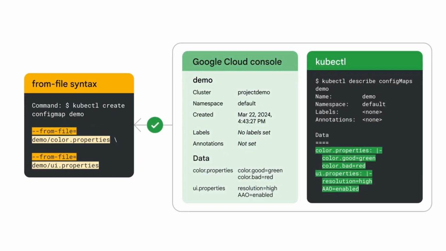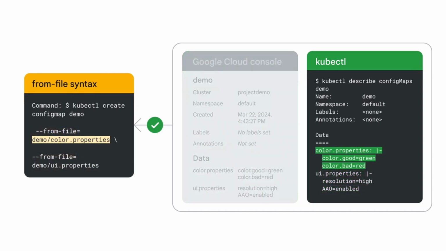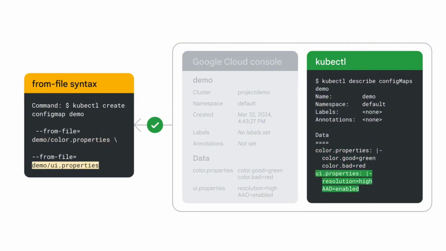Names can be specified for keys. As an alternative to using the source file names, key names can be added. This syntax is very similar to the from file syntax, but here an additional key value is inserted to rename the key used. Let's say we have an example where the key value color is added for the file called color properties, and then the key value graphics is added for the file called UI properties.